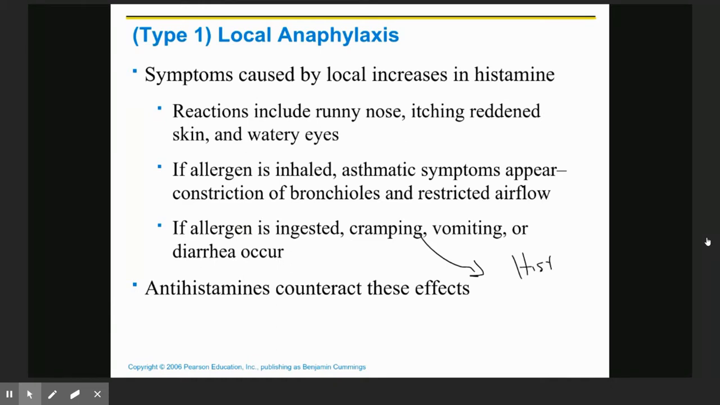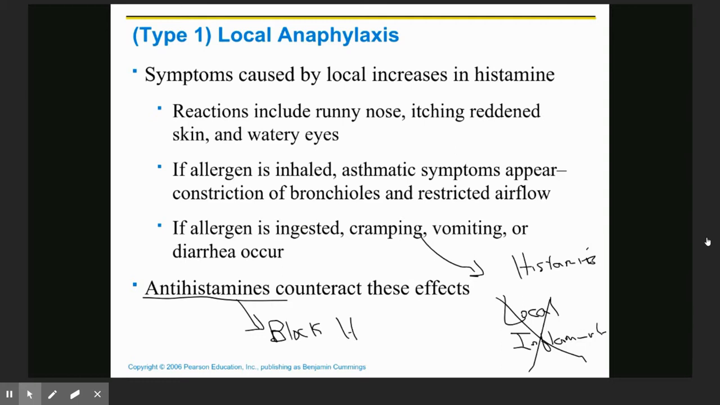And so histamine, at least in local areas, causes a local inflammation. And remember, there are all these cardinal signs of inflammation: heat, redness, swelling, and pain. You're going to get those things. So if we can get rid of the histamine, or if we can counteract the histamine, we can stop this from happening. And so we have a whole class of drugs called antihistamines, which basically block the effects of histamine. All they do is block the effects of histamine.